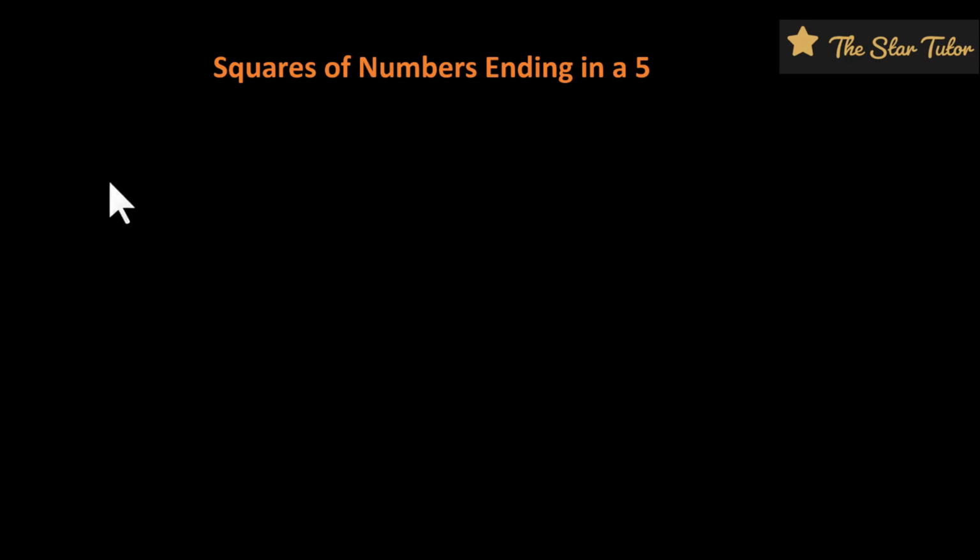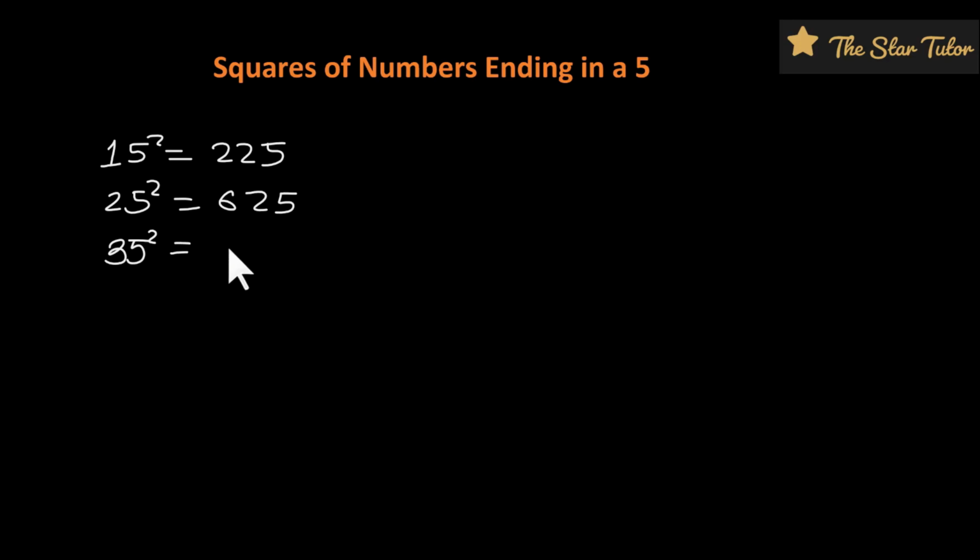Most of you probably know the squares of 15 and 25. 15 squared is 225 and 25 squared is 625. However, I'm guessing that the number of people who know the square of 35 is much fewer. 35 squared is 1225.